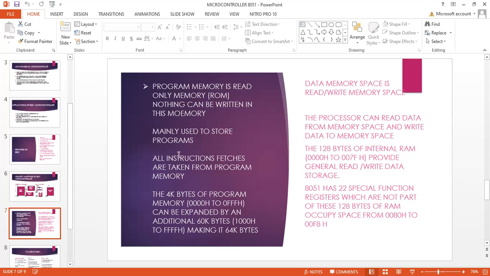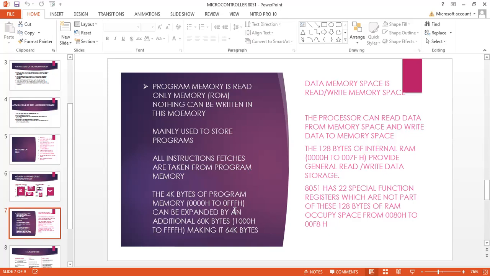So basically you cannot write into that memory. The instructions or the programs are usually stored in that memory. The instructions are fetched from that particular memory. Then it has 4 kilobyte of internal ROM, right? So it has the addresses from 0000 to 0FFF, and an additional 60 kilobyte of ROM or EPROM can be attached, which has the addresses from 1000 to FFFF.